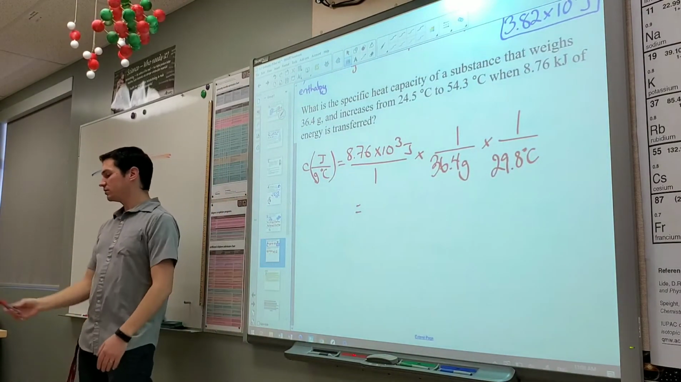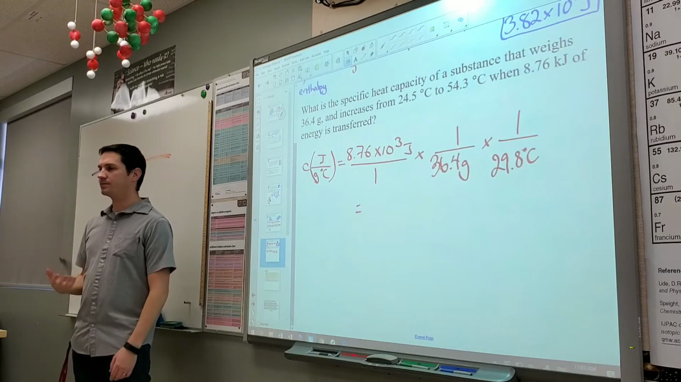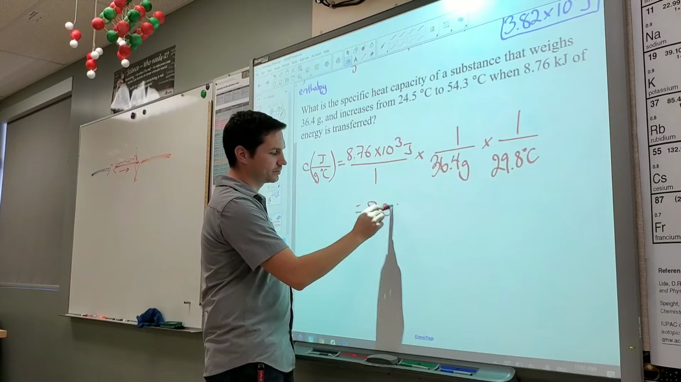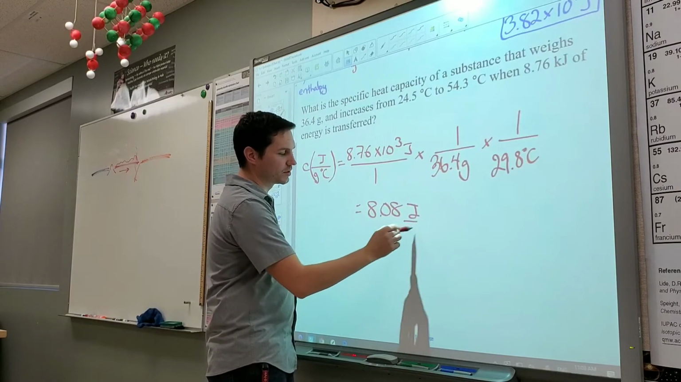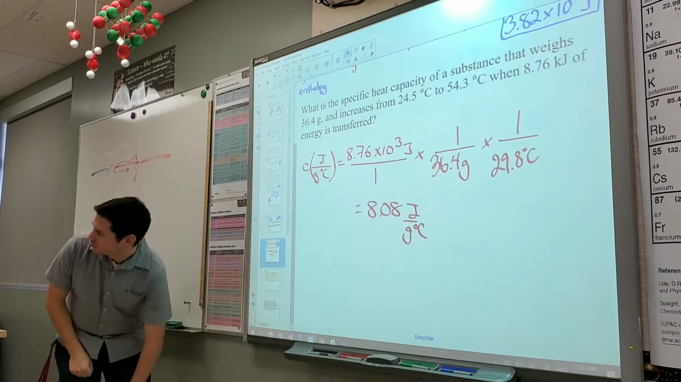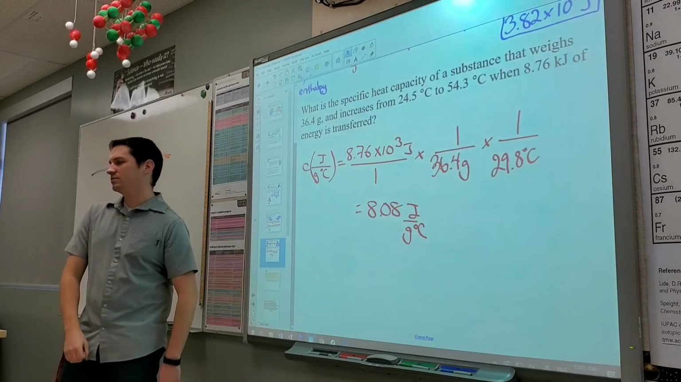So what's the specific heat capacity? 8.08. 8.08 joules per gram degree Celsius. Good. Any questions about that? No?